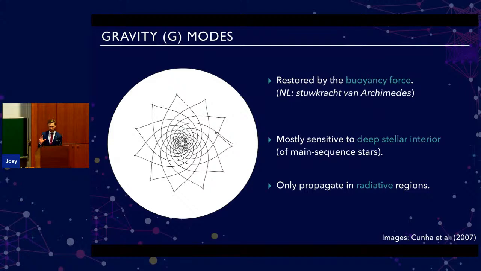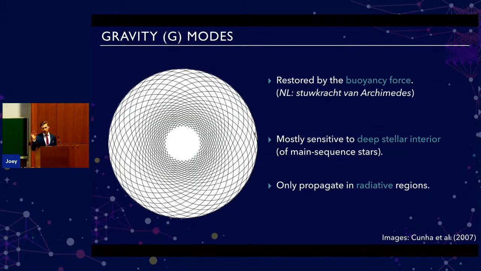So if you have a star like our sun, I'm showing you here, where you have a thick convective outer envelope, they're trapped inside of the star, so we cannot observe them. But if you go to higher masses, you have a much thinner convective outer envelope, and then these waves reach the surface and we can observe them.